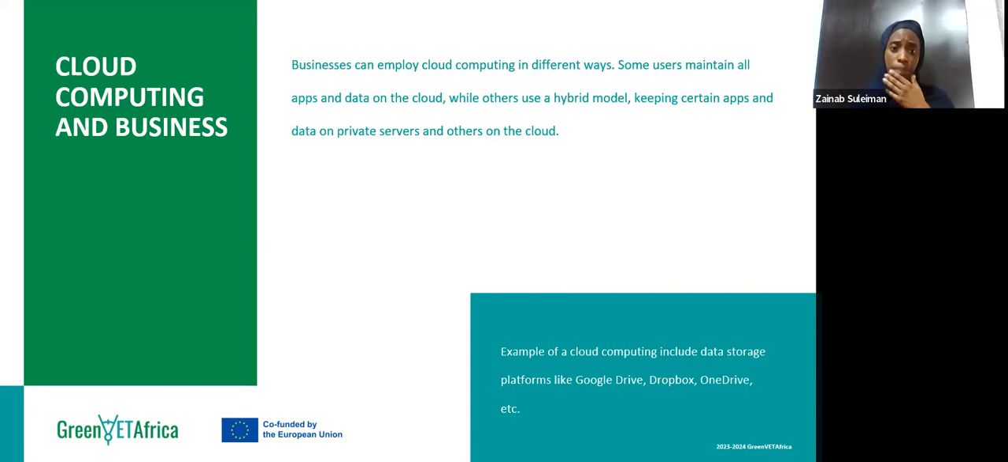So, cloud computing and business. Businesses can employ cloud computing in different ways. Some users maintain all apps and data on the cloud, while others use a hybrid model, keeping certain apps and data on private servers and others on the cloud. Examples of cloud computing include data storage platforms like Google Drive, Dropbox, and OneDrive.